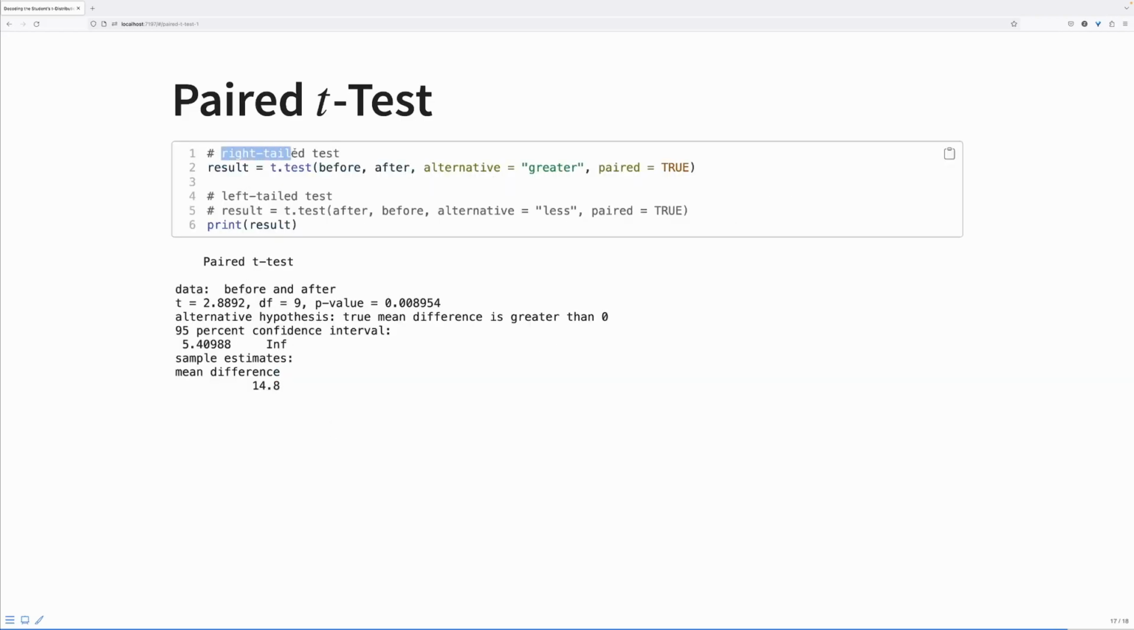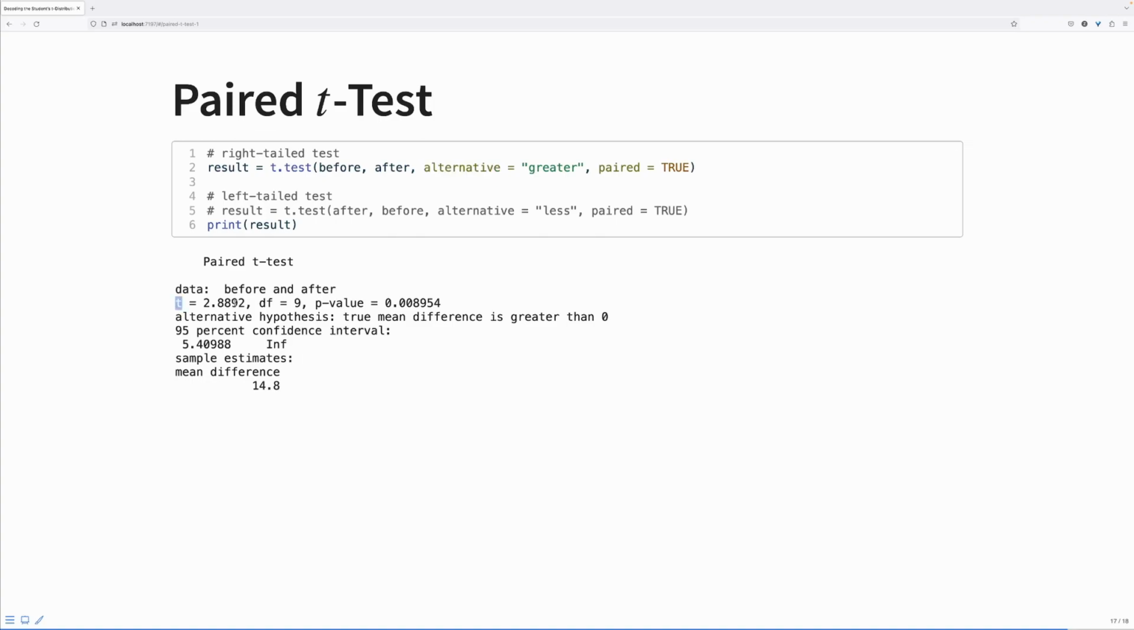If it is a right tail test, we will set the before first and after second, and we set alternative equal to greater, because our alternative hypothesis is the mean of the before is greater than the mean of the after, right? And we set paired equal to TRUE. If we pick the second option, the left tail test, then we will put our after before the before, okay? And we'll set the alternative equal to less, okay?